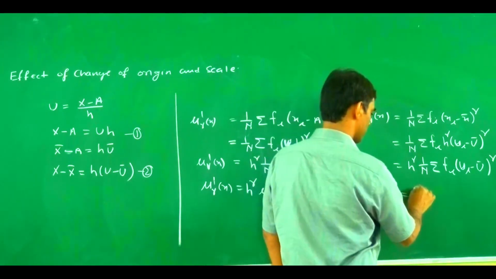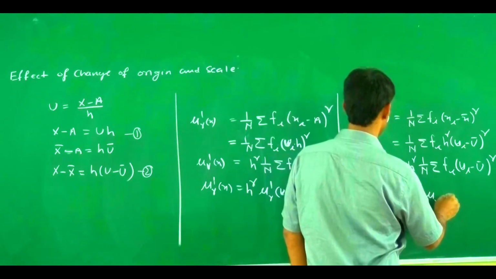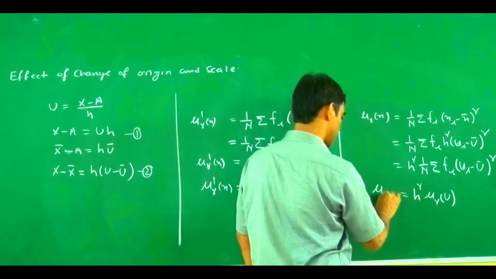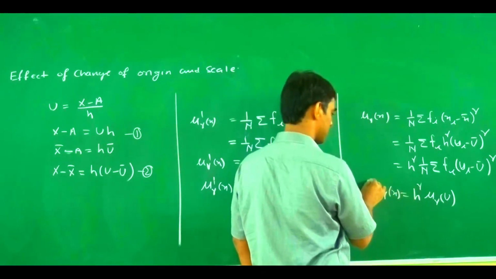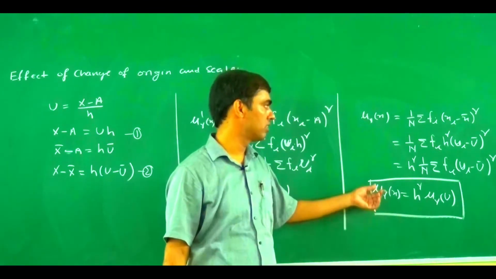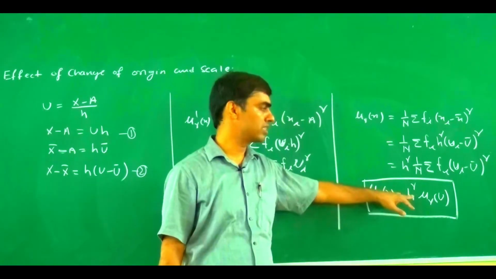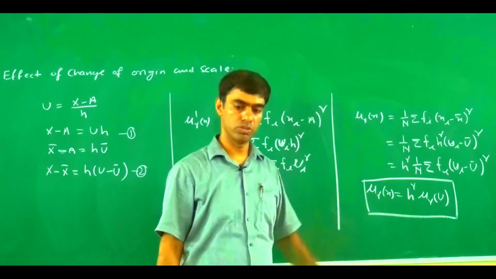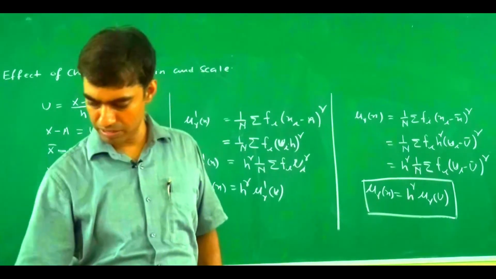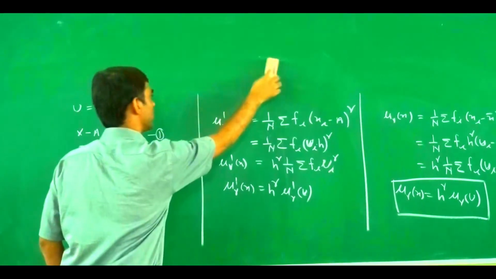So you may also write this as h to the power r, and this one is mu r in terms of u, and this one is mu r in terms of x. So you may say the moments about the mean are independent of the change of origin, but they depend on the change of scale. So this is the effect of a change of origin and scale.